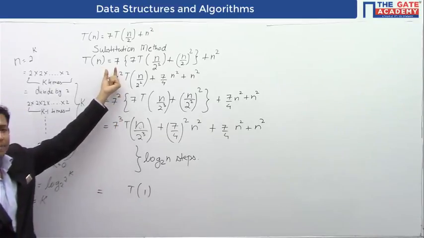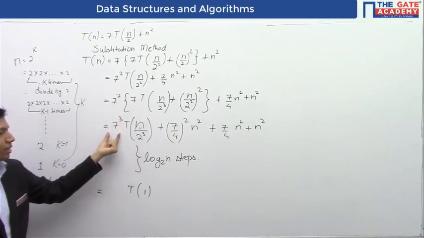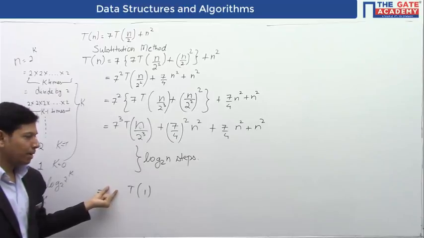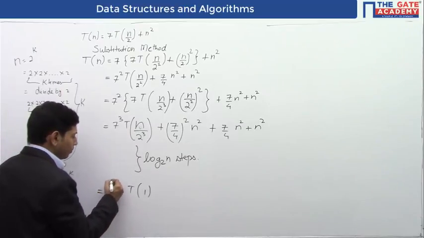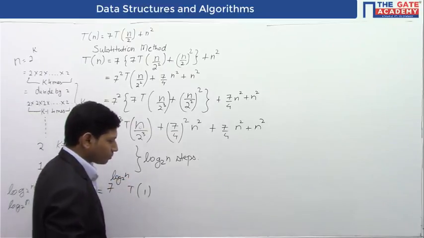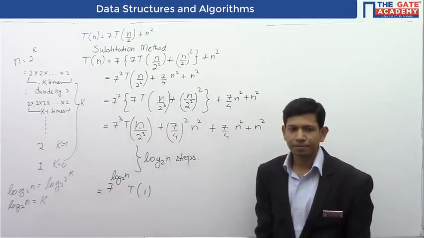So here it was 7 to the power 1, it became 7 to the power 2, 7 to the power 3. So in the third step it was 7 to the power 3. So in the kth step it will be 7 to the power k. So it will be 7 to the power log of n base 2. This is the coefficient of T of 1.